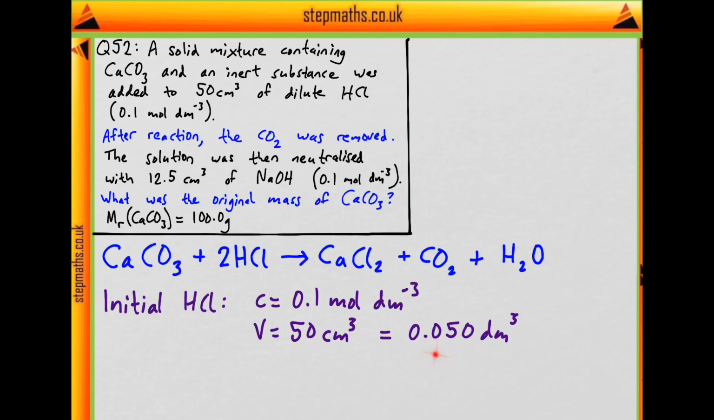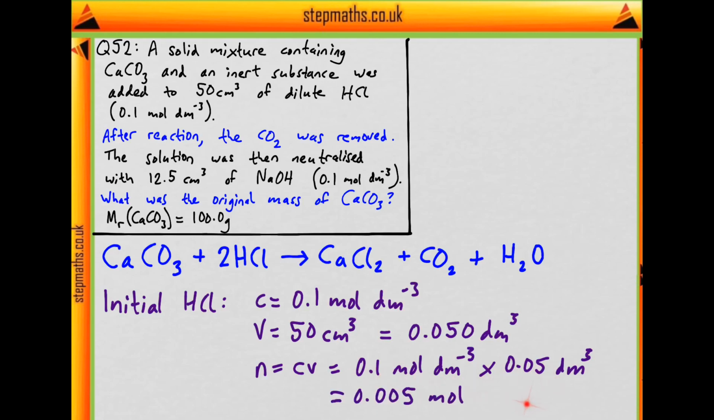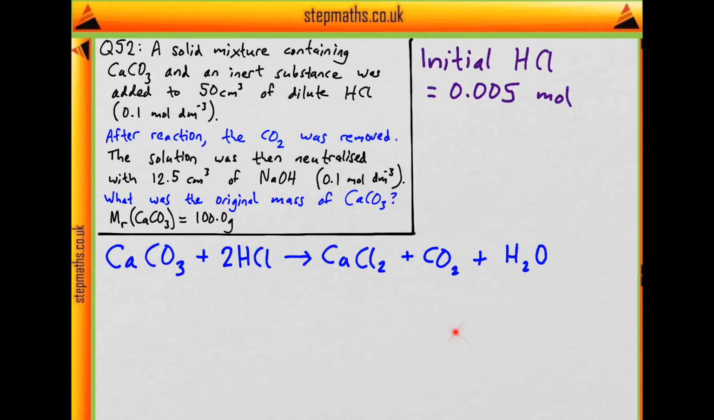So how do we work out the number of moles from this? Remember that n is CV, so putting the numbers in gives 0.1 mole per decimeter cubed times 0.05 decimeters cubed. So times by 0.1 is the same as dividing by 10. And what does this come out as? 0.005 moles of HCl initially.